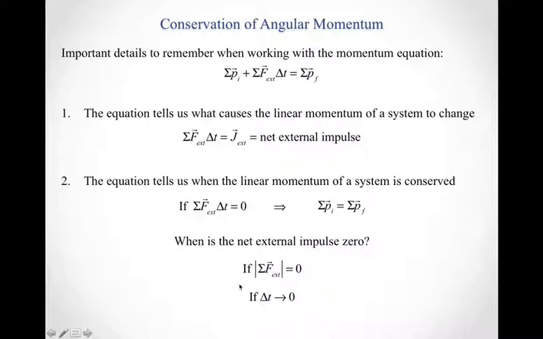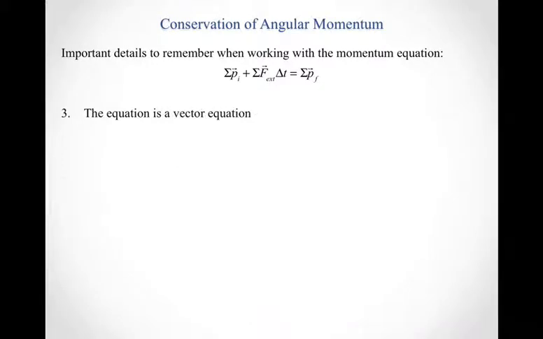So this is what happened with collisions, where we said even in situations where there were net external forces acting on the system, the magnitude of those forces was much smaller than the force that one part of the system would exert on the other. And the time that the collision happened was small enough that we could effectively treat the net external impulse as zero. The third thing this equation was telling us is that this is a vector problem.